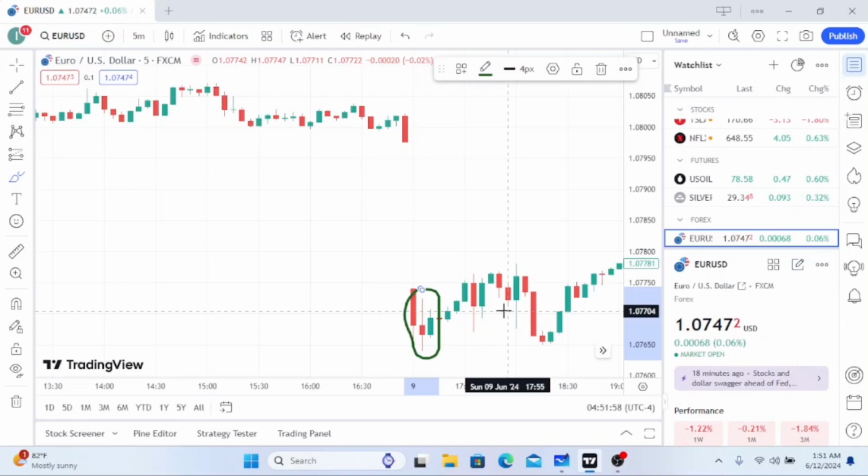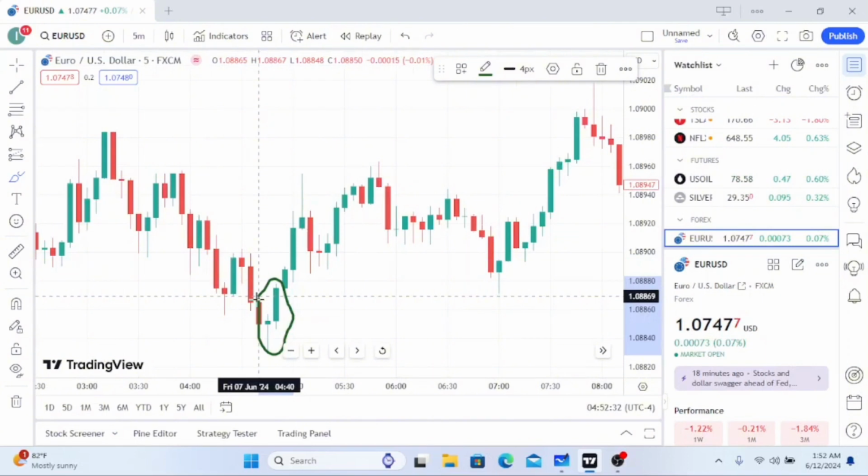I don't know if you understand. I'm using some kind of vocabularies to make it easy for us to understand. So this is a hammer, although it has a little wick at the top. This is a hammer, and also this is a hammer. This right here is a hammer. This right here is a hammer.